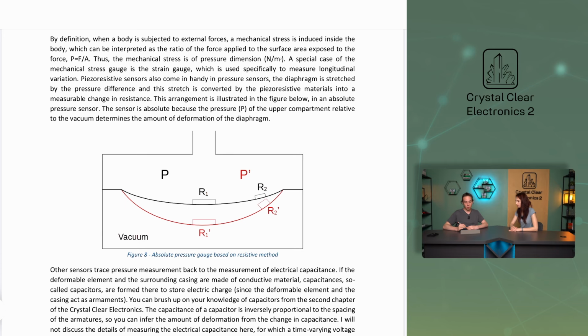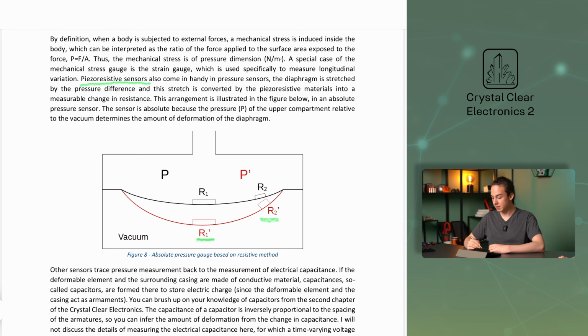Piezoresistive sensors also come in handy in pressure sensors. The diaphragm is stretched by the pressure difference, and this stretch is converted by the piezoresistive materials into a measurable change in resistance. This arrangement is illustrated in this figure in an absolute pressure sensor. The sensor is absolute because the pressure of the upper compartment relative to the vacuum determines the amount of deformation of the diaphragm.